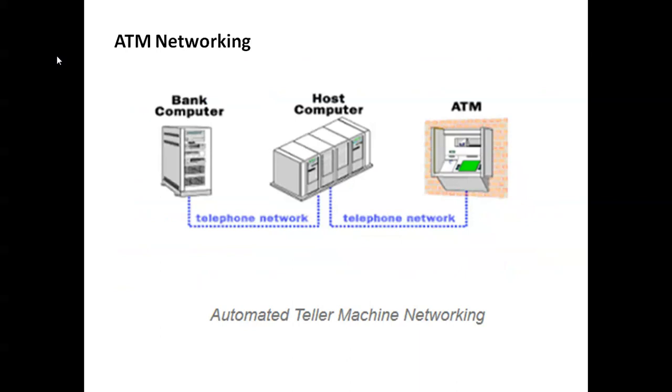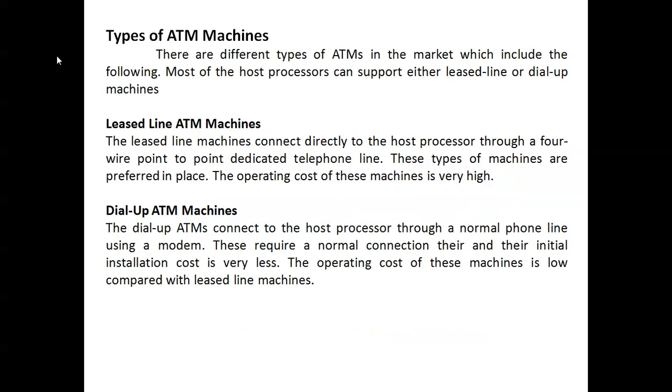So the bank computer is there, the host computer is there, then the ATM. The ATMs are connected with the telephone network. So the keys are sent to the host computer, and from that the bank computer is there. So this is the automated network, the ATM networking system.